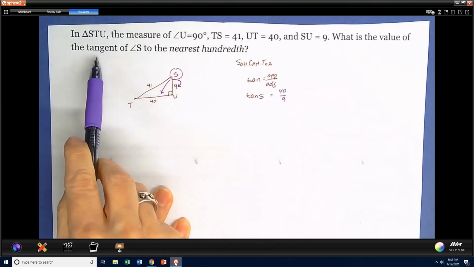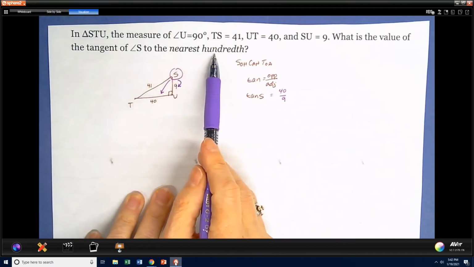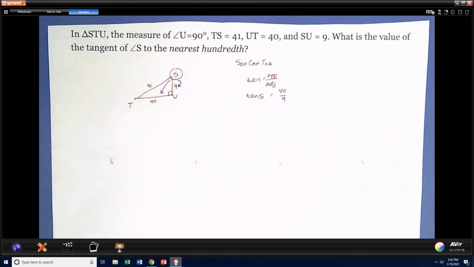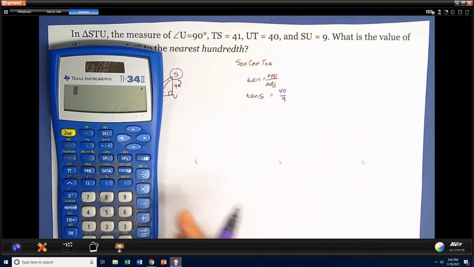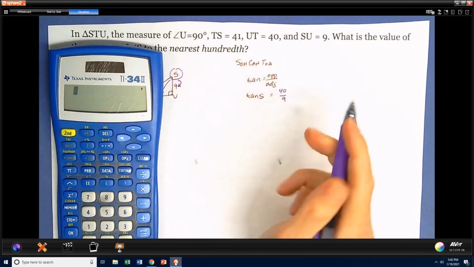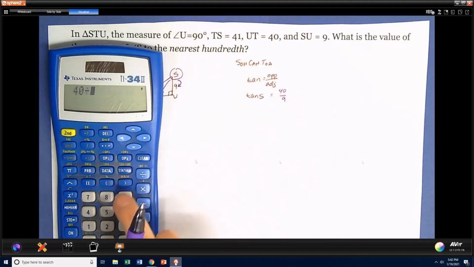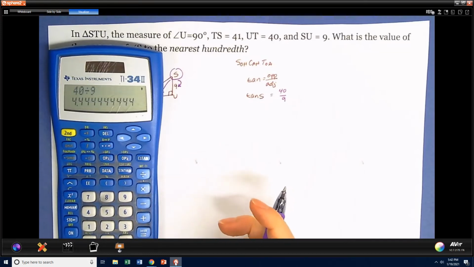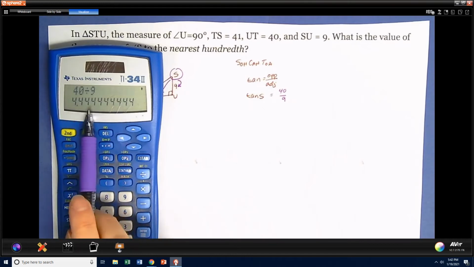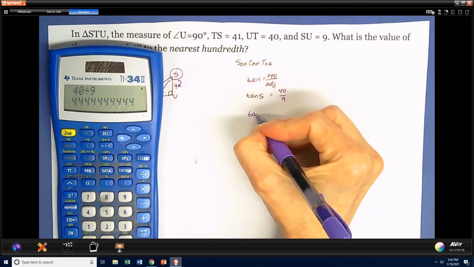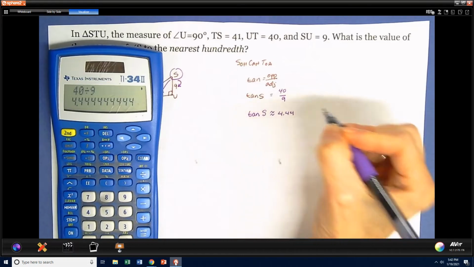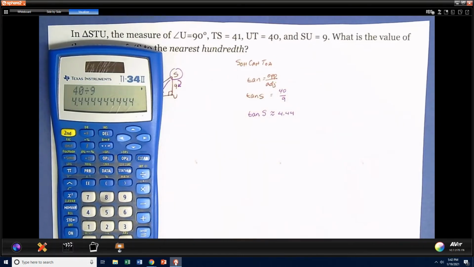Now it's only asking us for the tangent of angle S rounded to the nearest hundredth. We don't actually have to find angle S. So you don't even need a fancy graphing calculator to figure this out. You just need to figure out what is 40 over 9 as a decimal and round it to the nearest hundredth. So you're going to do 40 divided by 9, and then round that to the nearest hundredths. This is the tenths place, this is the hundredths place. Everything after that's going to round down. So tangent of angle S is approximately 4.44. And that's your answer.